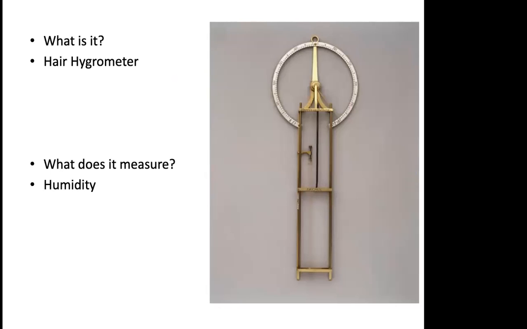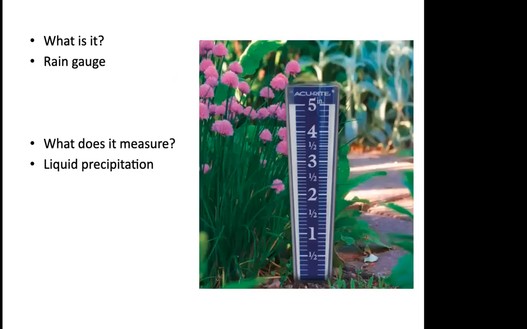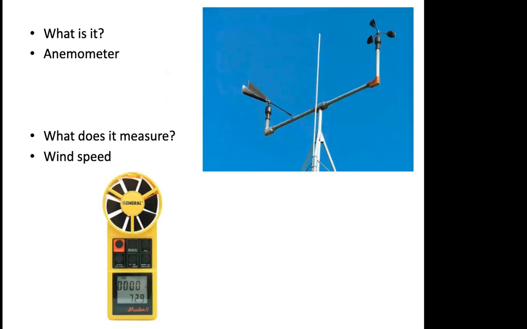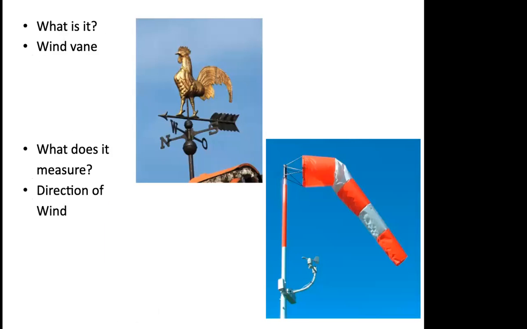Then we've seen this one too, the hydrometer. This measures just humidity. Next is a rain gauge, and this is measuring what? Precipitation. So rain, okay? Then we've got a thermometer, which measures what? Temperature, that's the easy one. An anemometer, and that measures wind speed. A wind vane, we've all seen a wind vane before. A lot of times they have them on a barn, right? What does that measure? The direction of the wind.